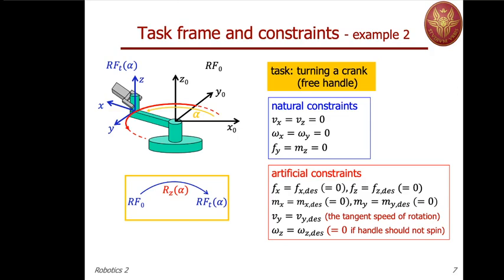Instead, if we would like to keep the orientation of, let's say, the angle around z of the free handle constant with respect to the 0 frame, indeed, we should specify an omega z which is associated to this type of behavior. So all the right-hand side values of these artificial constraints can be specified in general at will and will be associated to a different way of executing the task.